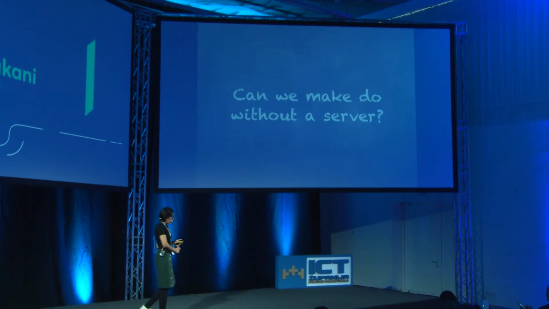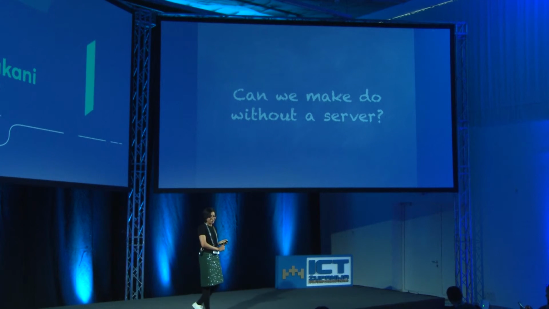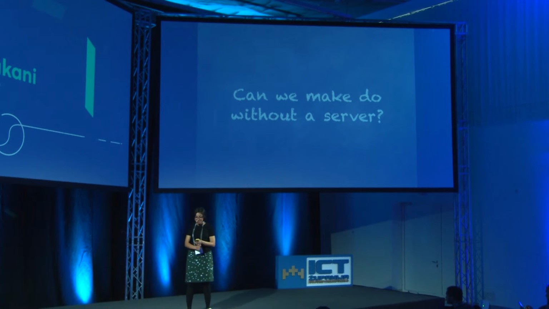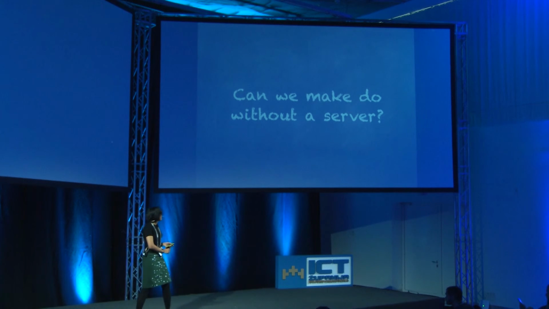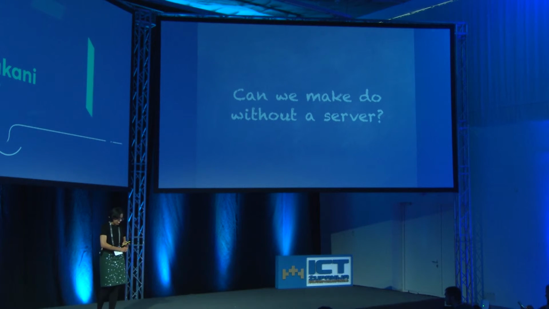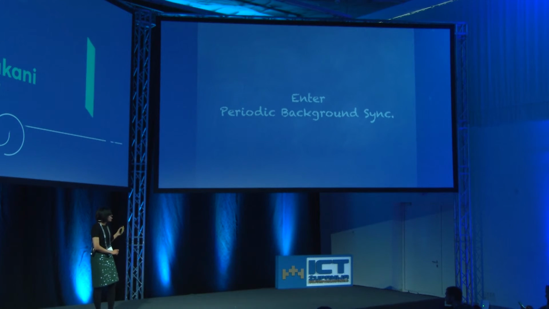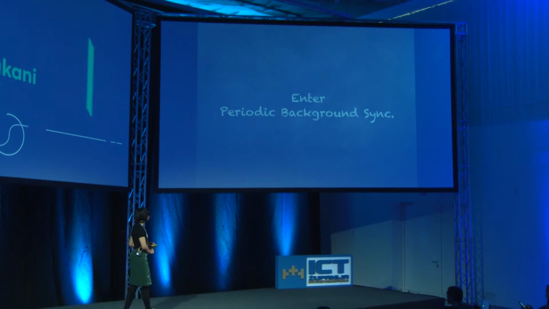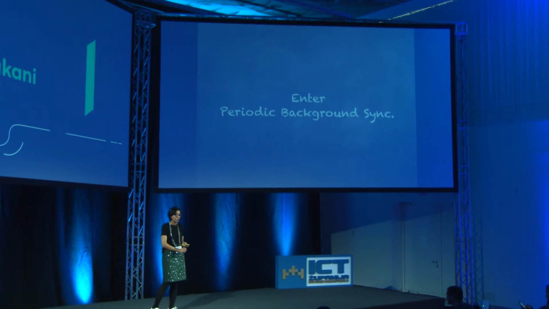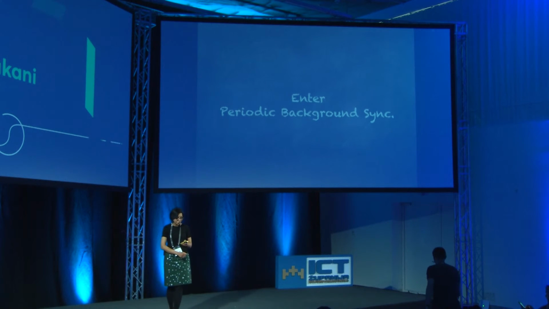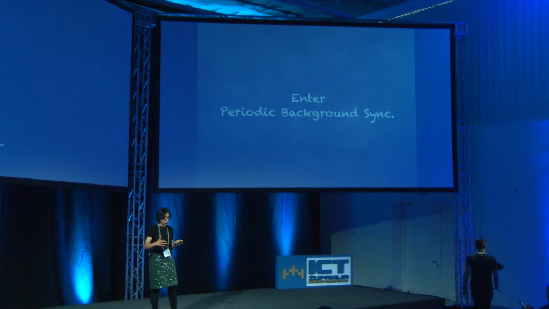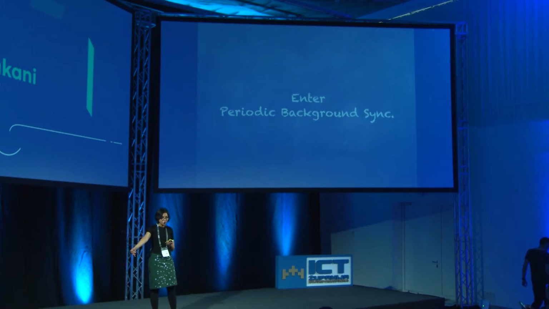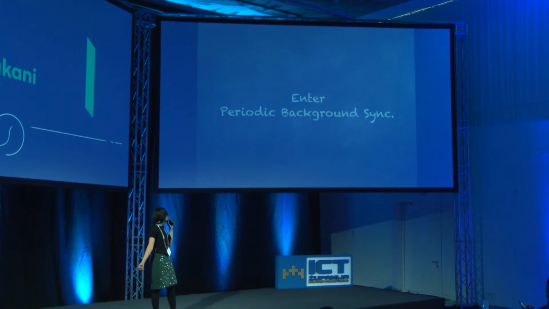Now, you may have noticed that I sneakily avoided explaining how to set up the server in the previous slide, and that's because I don't think you need to. Can we make do without a server? Now, this is very exciting to me because I'm currently implementing this for Chrome. It's periodic background sync. This is an extension for the background sync API that we talked about previously. And with background sync, you can tell the browser to do something on network connectivity. With this, you can tell the browser to do something periodically whenever we have network connectivity.